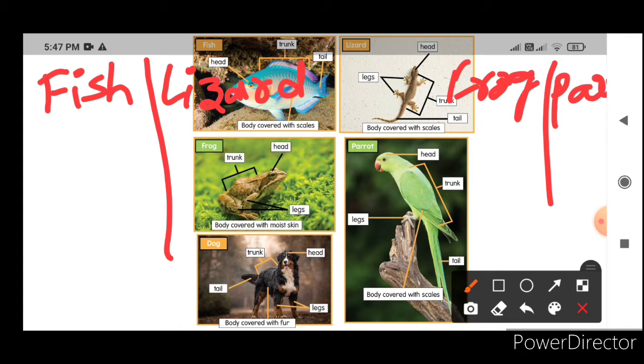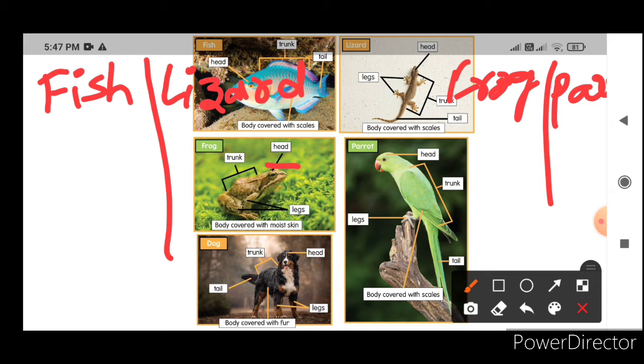Now try to find out how they are similar. First find out their similarities. Similarities means the features which they have in common. Look at the picture of each animal and try to find out if there is any similar characteristic for these animals. Observe carefully. For example, when we come to the frog, its body is divided into three main parts as shown in the picture. How many main parts? Three main parts are there.